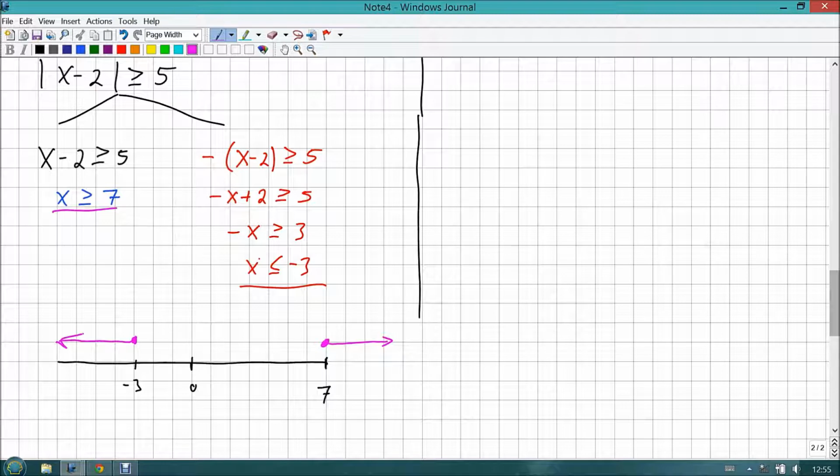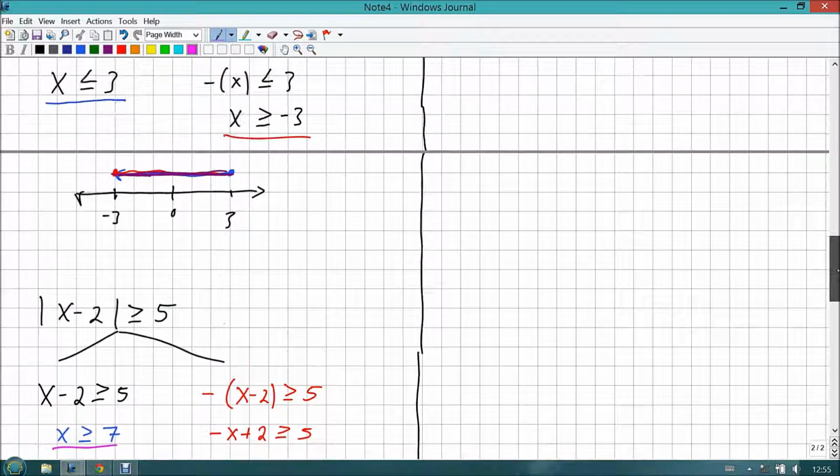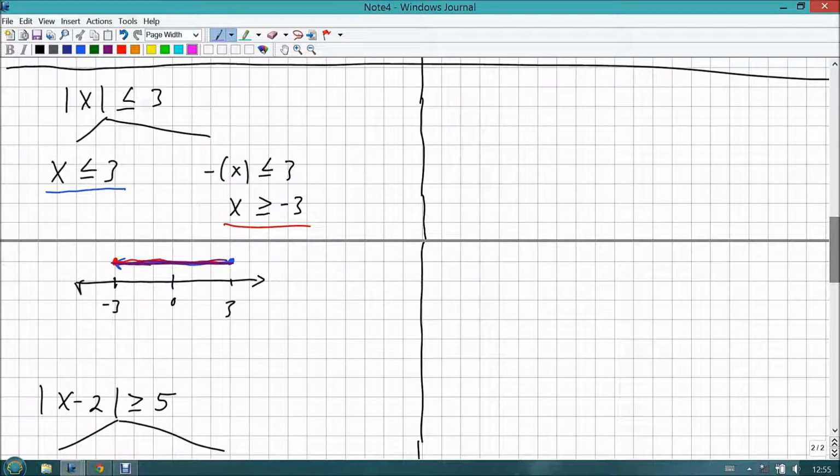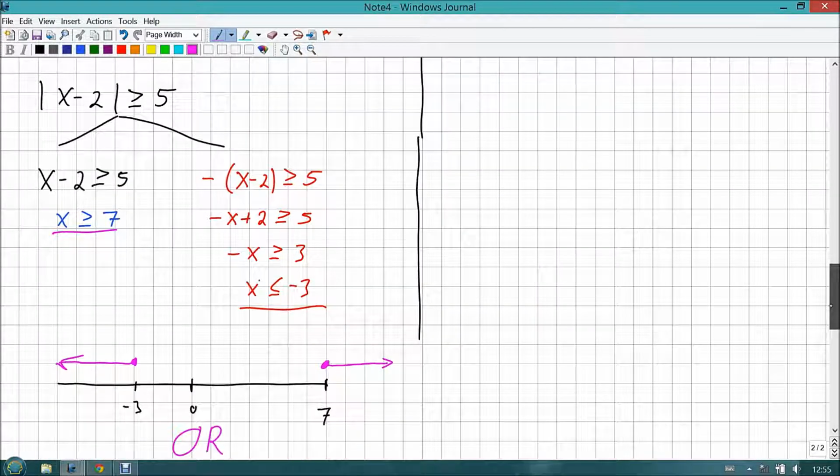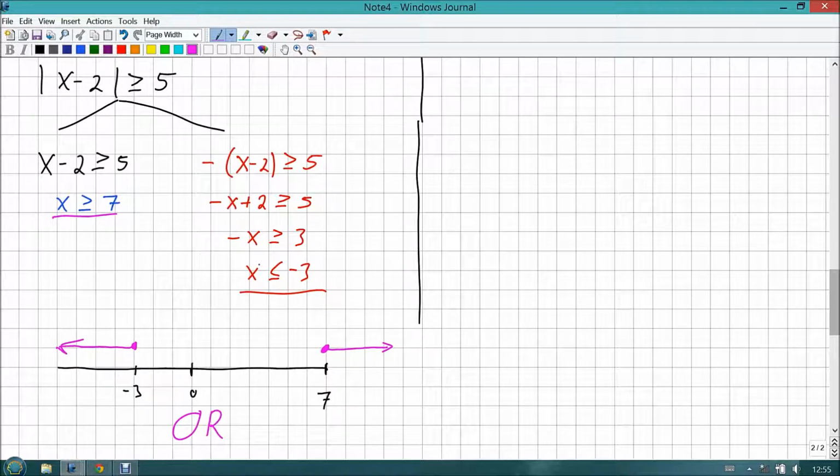So what does this one look like to you guys? This one looks like an OR equation, right? What did the previous one look like? It looked like an AND equation. So absolute values have both ANDs and ORs in them. We just have to figure them out. If they overlap, it only works in the overlap. And if they don't overlap, well, it's an OR equation. Either one should work.